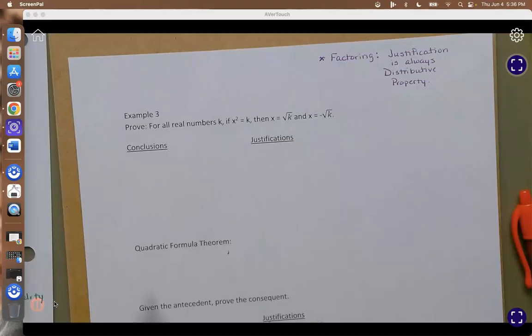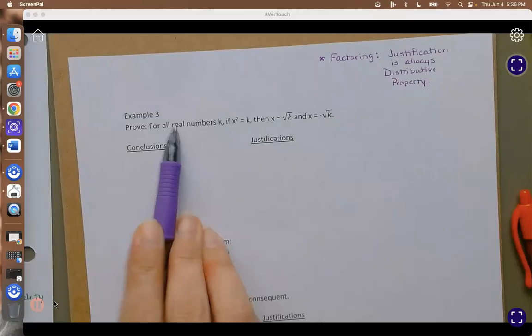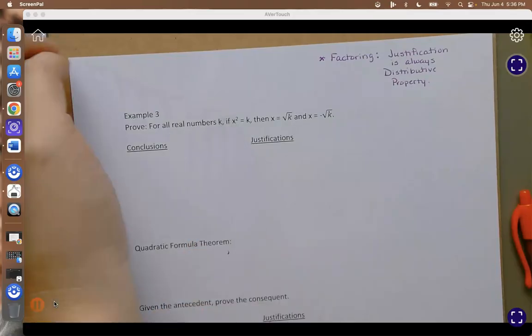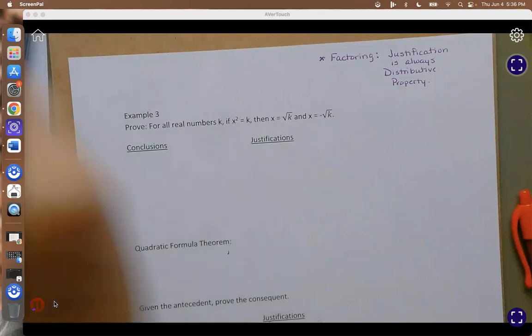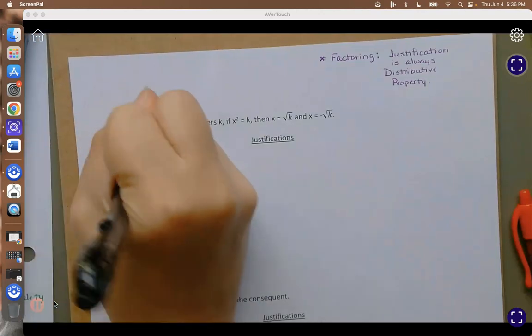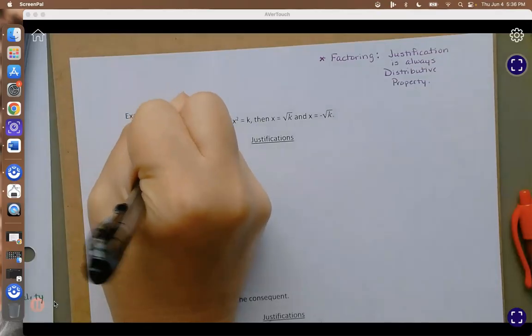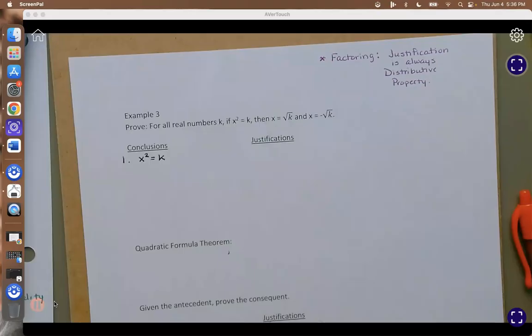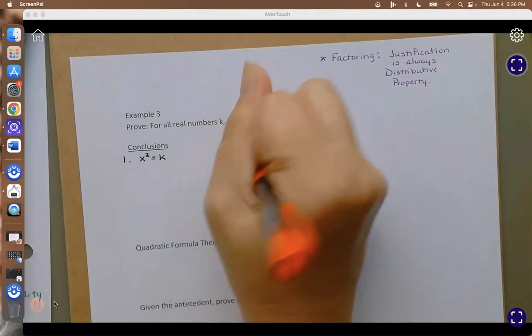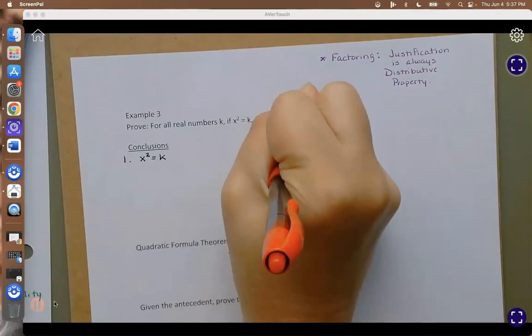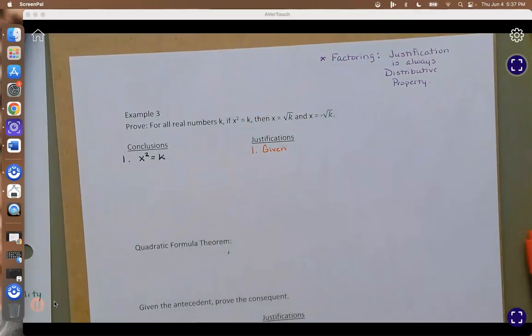That is a what type of statement? Universal. So the if part's your starting part. So if x squared equals k, then we have x equals square root of k and x equals negative square root of k. Remember, your first reason is always given. All right.